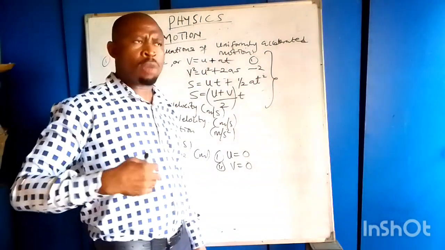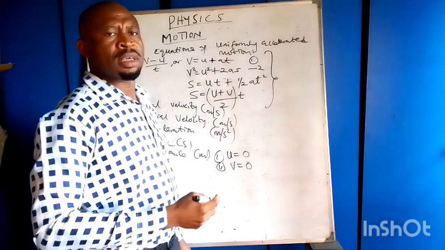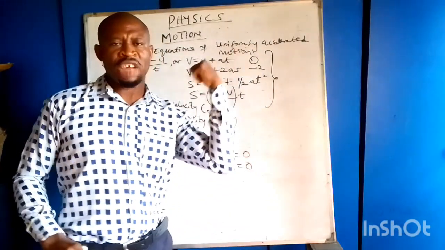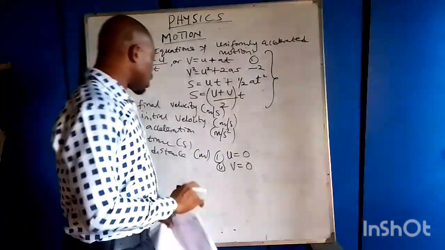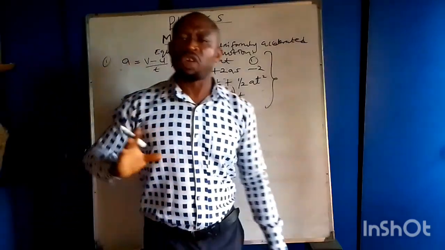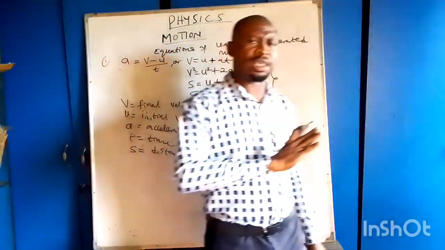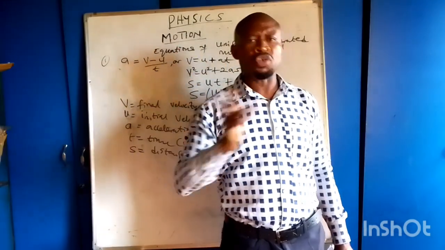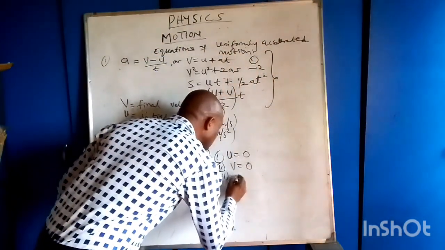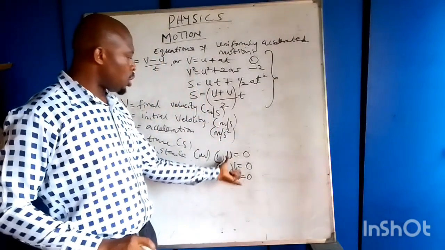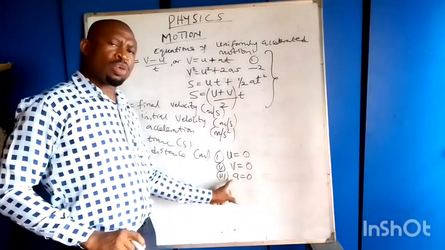If a body comes to rest, the final velocity becomes 0. That means we'll now take care of the initial velocity. Now, the third one is if a body is moving at constant speed, or if the speed of a body is unchanged throughout the journey, that means there is no acceleration. Acceleration becomes 0.